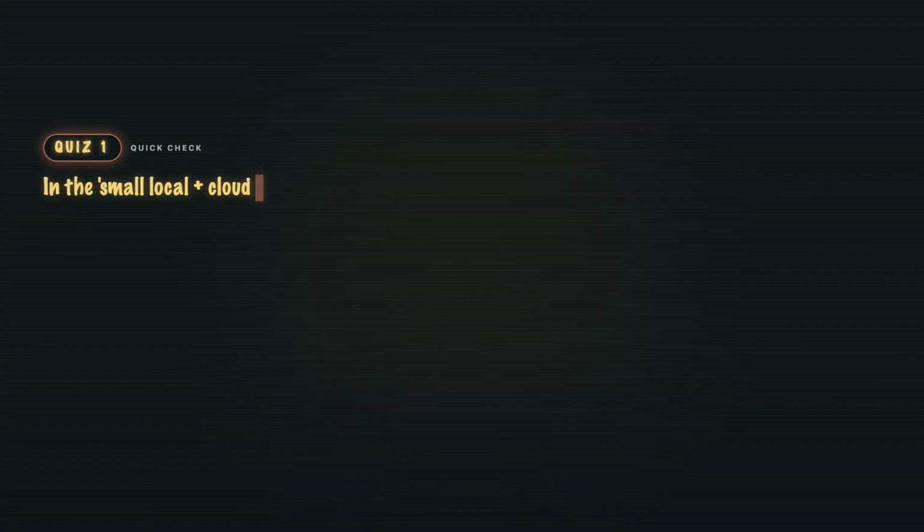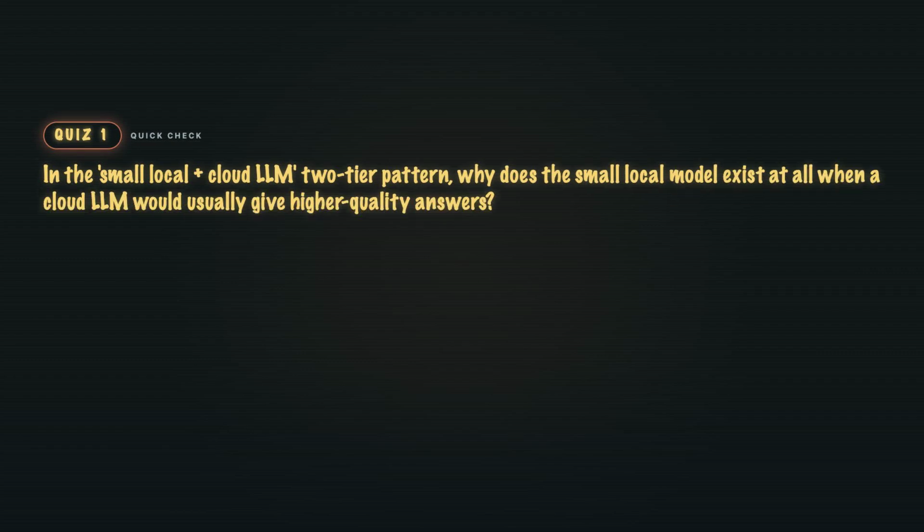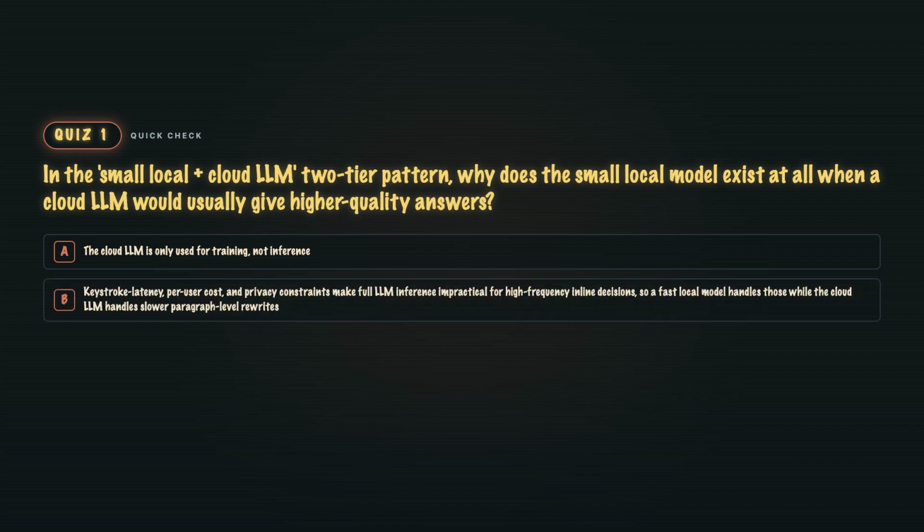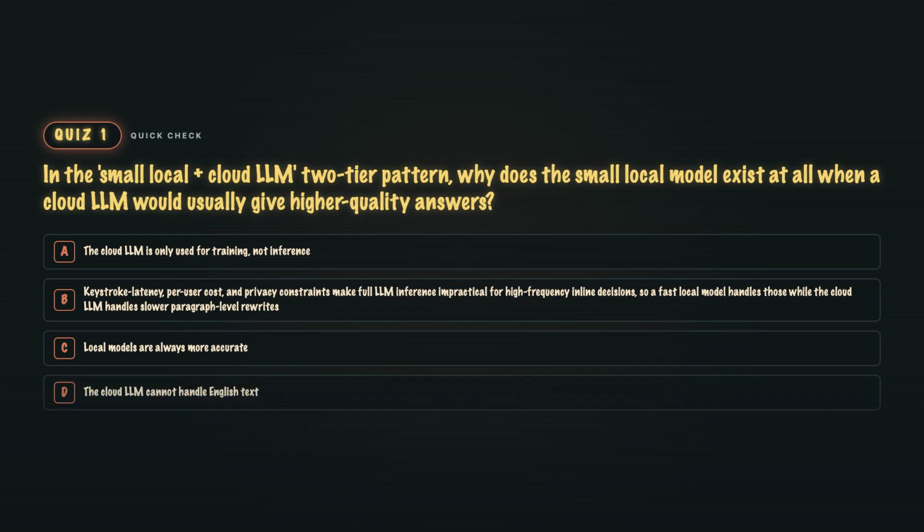Quiz 2. In the small local plus cloud LLM 2-tier pattern, why does the small local model exist at all when a cloud LLM would usually give higher quality answers? A. The cloud LLM is only used for training, not inference. B. Keystroke latency, per-user cost, and privacy constraints make full LLM inference impractical for high-frequency inline decisions, so a fast local model handles those while the cloud LLM handles slower paragraph-level rewrites. C. Local models are always more accurate. Or D. The cloud LLM cannot handle English text.